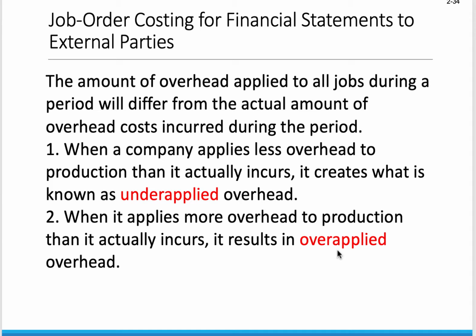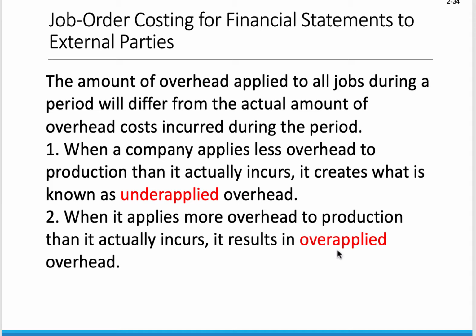Well, what does that mean? Think about it this way. If we over apply, that means our estimates were too high. We actually applied more overhead than we actually incurred. Think about it from the reverse standpoint. What if we under apply? That means that our estimates were too low, and we applied less than we actually incurred. That's when we under apply.